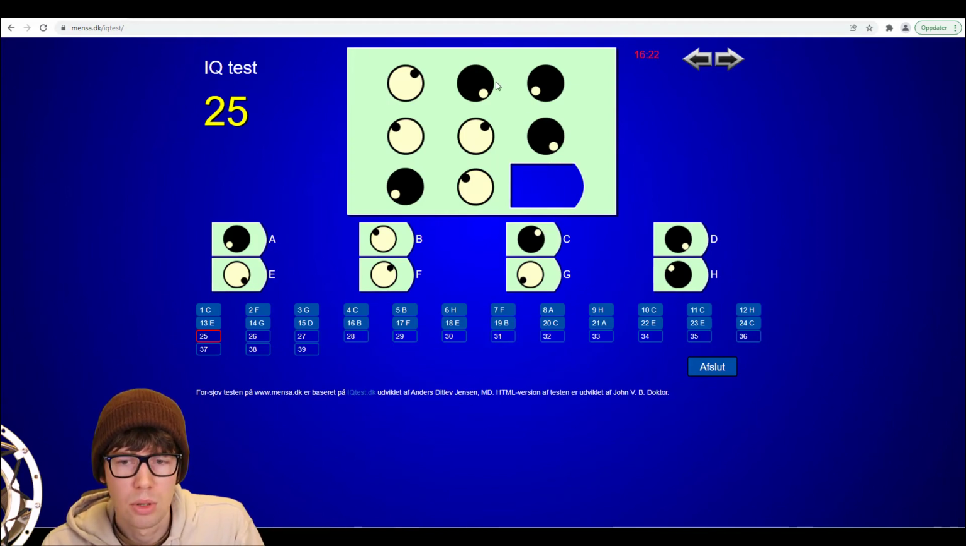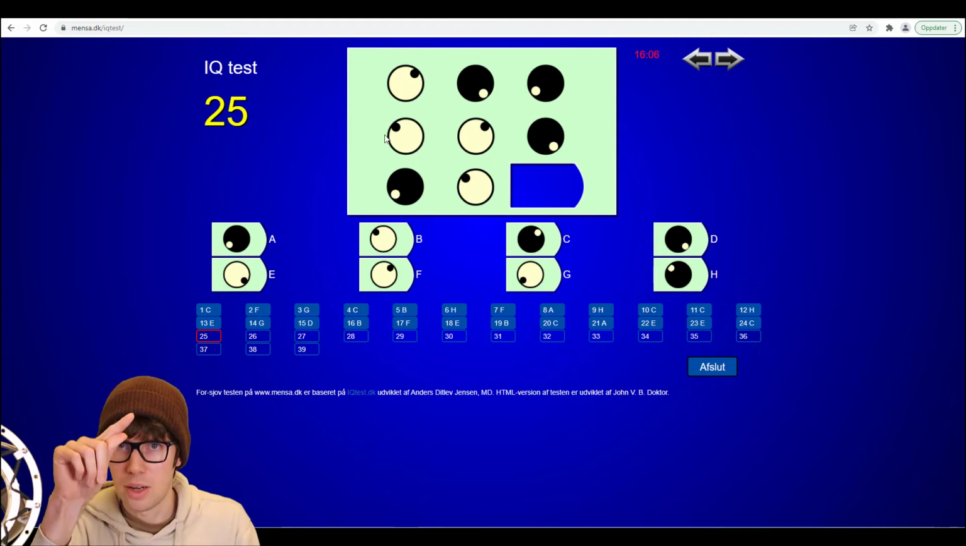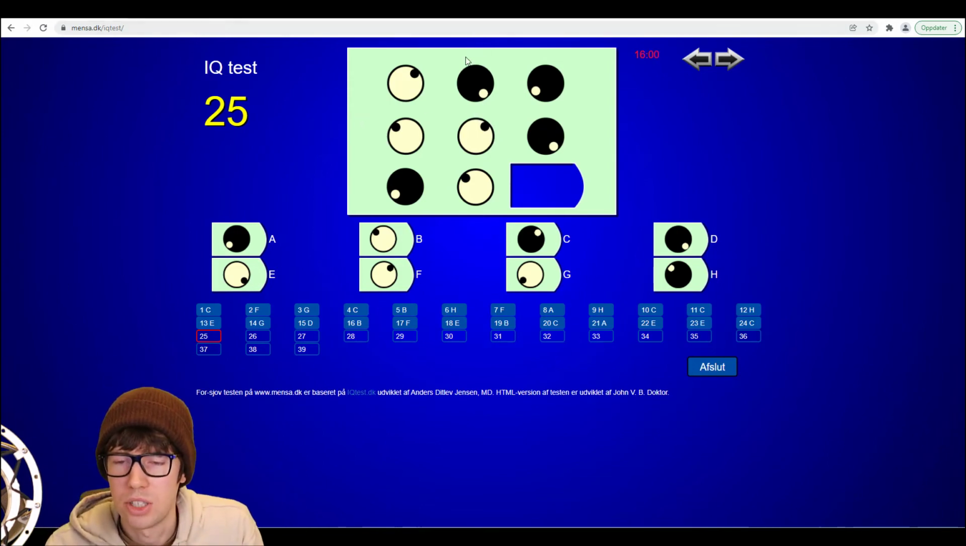Here we have topological rule. Starting in the top left here, if I move to the right and to the right and then loop back over here, you'll see that this dot here is just moving clockwise. So first it's here, then it's here, then it's here, then it's here. So it's just moving 45 degrees clockwise every single time we move to a different shape.